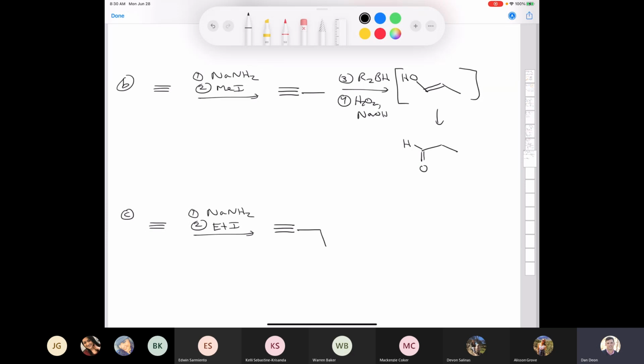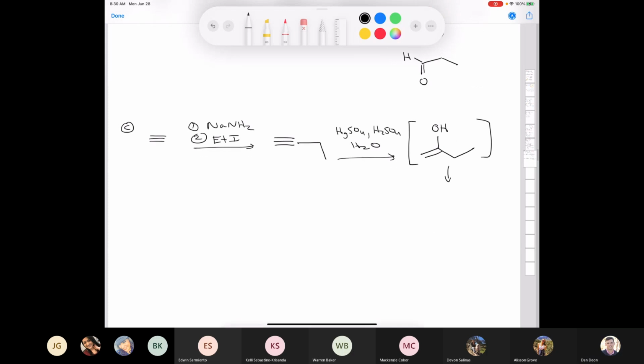And then we treat that with what? Mercuric sulfate. So mercury 2 sulfate, sulfuric acid, water, and that does a Markovnikov addition of water across the triple bond. That gives you this enol, which is going to undergo tautomerization to produce what? A methyl ketone. So let's draw that methyl ketone like that. It seems like the book likes to draw the methyl in explicitly like that, just so you recognize it's a methyl ketone. And again, there's nothing wrong with that.